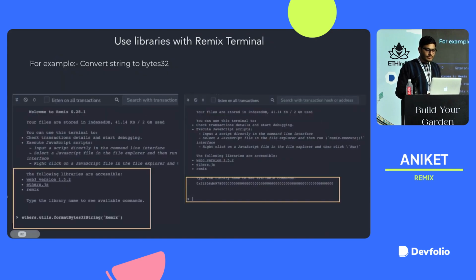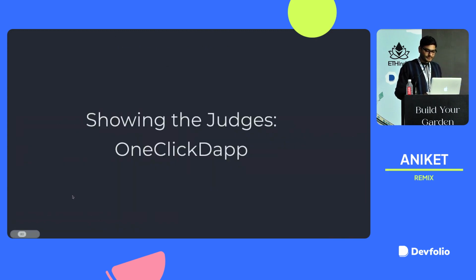You can just quickly use the library methods with the Remix IDE. There are Web3 and Ethers and other Remix libraries which you can use. Here I have shown this method which can help you to quickly convert one string to bytes32.